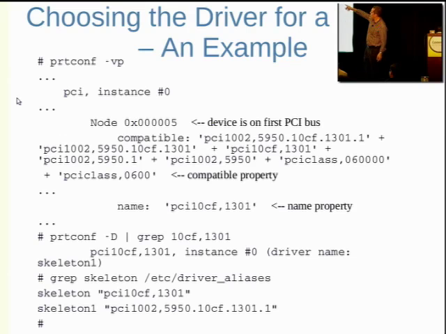So if there was a driver called pci1002,5950 dot blah blah, which is unlikely, you're not going to have a comma in the name. But if it finds a driver with that name, it'll use that driver. If it doesn't find a driver with that name, it'll go and look for a match in driver aliases. If it finds a match in driver aliases, it says, oh, that's the driver I need to use for that device. So if it doesn't find a match on the first compatible property, it tries the next one, and the next. If it can't find a match on any, it gives up. It says, well, I don't have a driver for this.